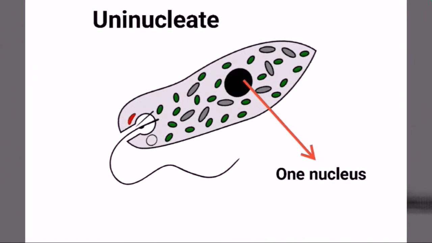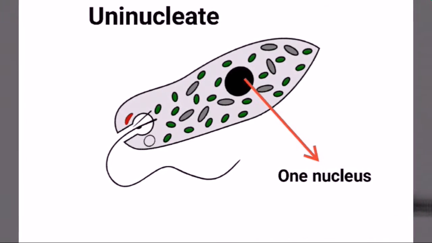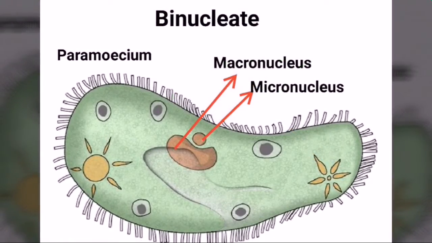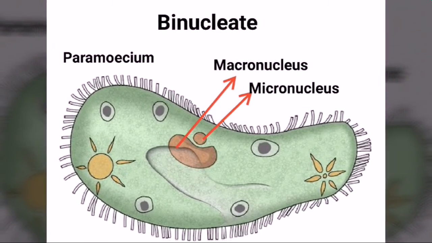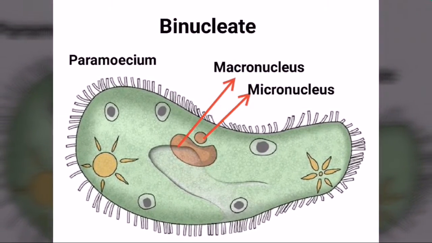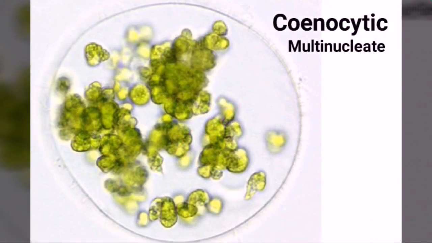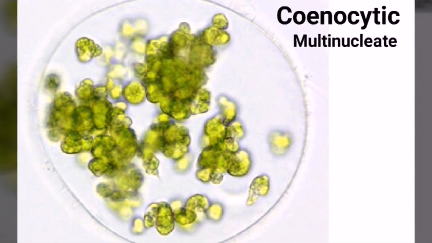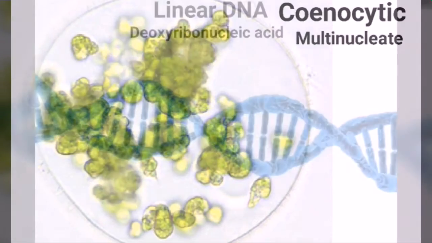Some are uninucleate with one nucleus. Example, Euglena. Some are binucleate with micronucleus and macronucleus. Example is Paramecium. Some are cenocytic with a multinucleate, that is many nuclei in the cell.